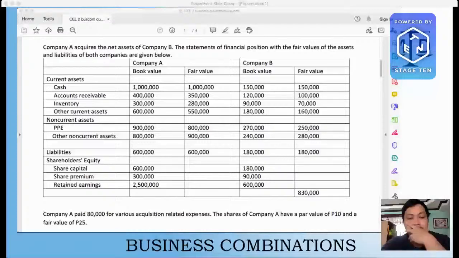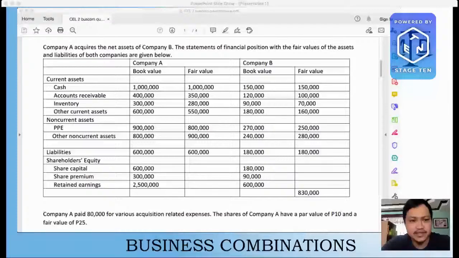But going back, what's the most important takeaway so far from our discussion, class? If you are asked to compute for goodwill or gain, you only need two things. And what are these two things? You need the consideration and the fair value. Our formula is to simply deduct the fair value of the identifiable net assets from the consideration paid. Okay, we'll try to apply this later on.